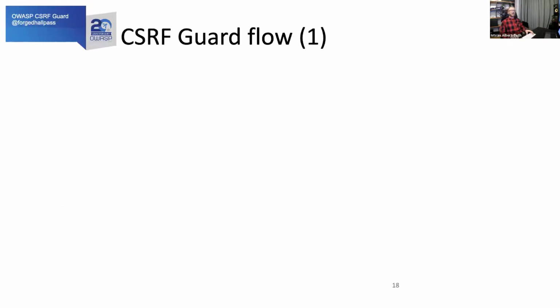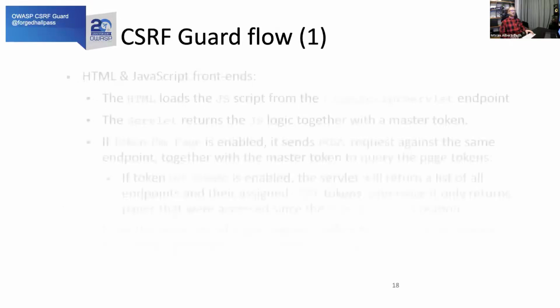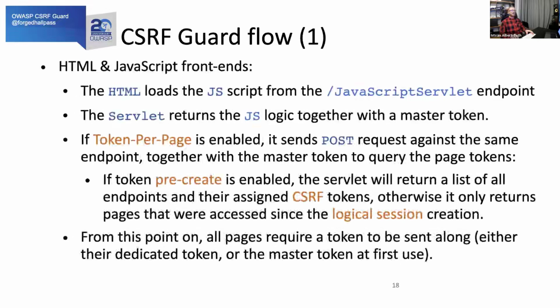So how does the application work? If you are using an HTML or a JavaScript front end, first the HTML needs to load or refer to the JavaScript script, which is by default under the JavaScript servlet endpoint. This servlet would return the JavaScript logic together with a master token. If you have token per page enabled, then it would send another request to the same servlet together with the master token itself to query the page tokens.